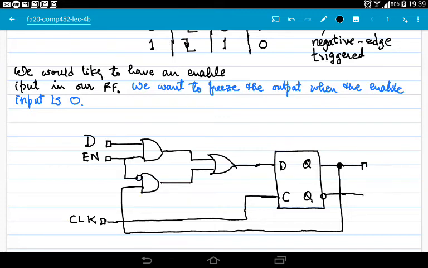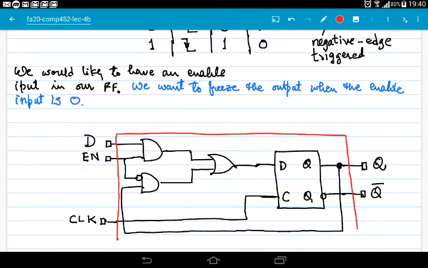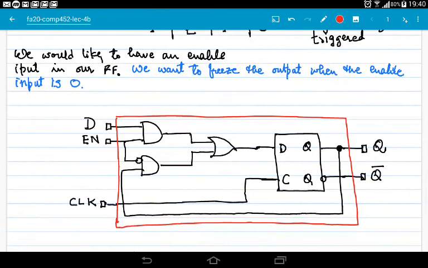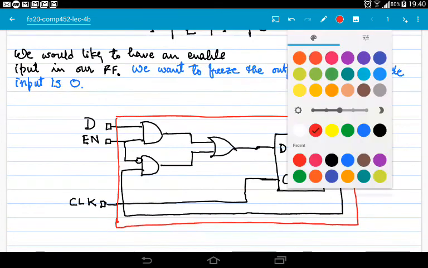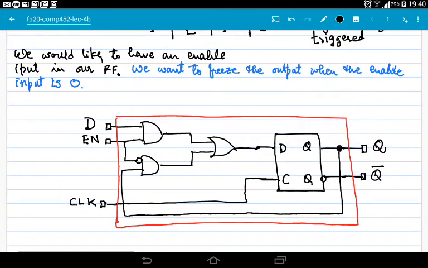So this is our normal output Q, and this is our negative output, let's call it Q bar. Okay, now let's enclose the whole thing into a box, and now we talk about it.